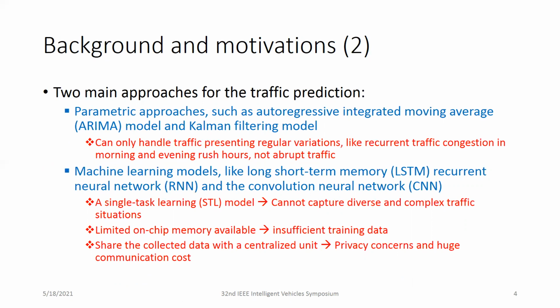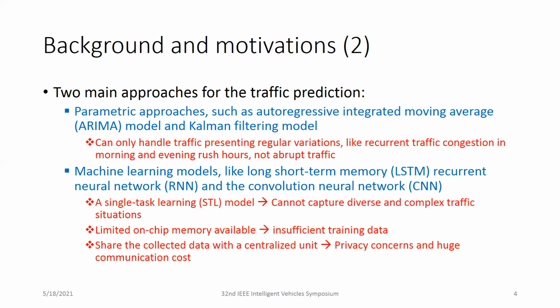But those kinds of approaches can only handle traffic with regular variations, for example, recurrent traffic congestion in morning and evening rush hours. But when they bump into some abrupt traffic, for example, a crash, they cannot handle those kinds of scenarios very well. The second approach is that we can use machine learning models like long short-term memory and convolutional neural networks to do the prediction.